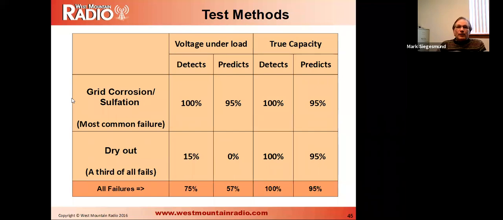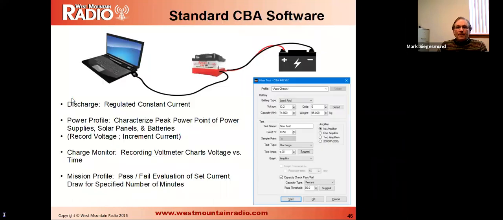Voltage under load is what they do when you drive into the service station and ask them to check your battery. True capacity, West Mountain Radio has a device which will just essentially drain down the battery and tell you how much energy was in it. That device is called the CBA. It's really kind of fun, especially if you're at all interested in batteries. This thing can test anything from laptop batteries to car batteries, and basically just tell you what the true number of amp hours are in the battery.